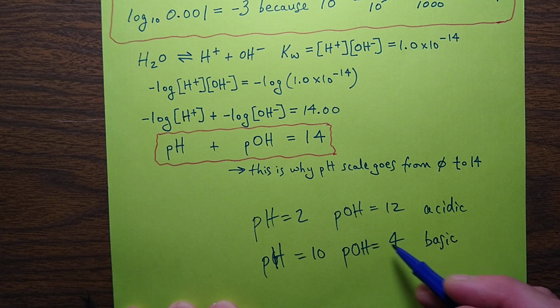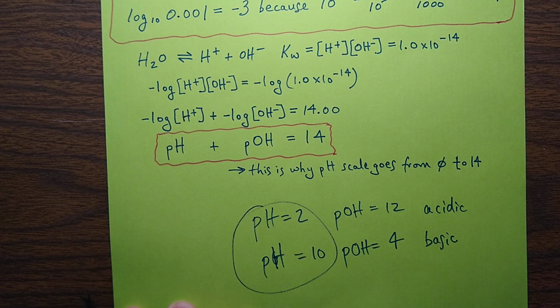Most people don't use pOH. It's more common to use pH, but they're expressing the same thing. I'll say it one more time. A low pH means acidic, which is also a high pOH. A high pH is basic, but that's the same thing as saying a low pOH.